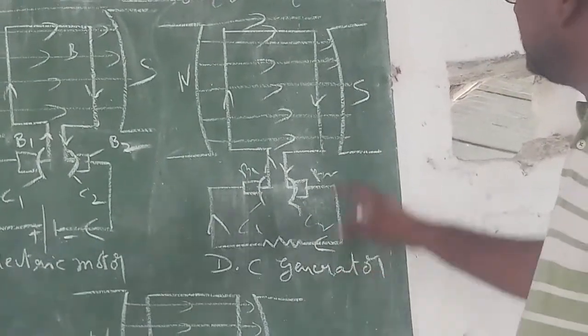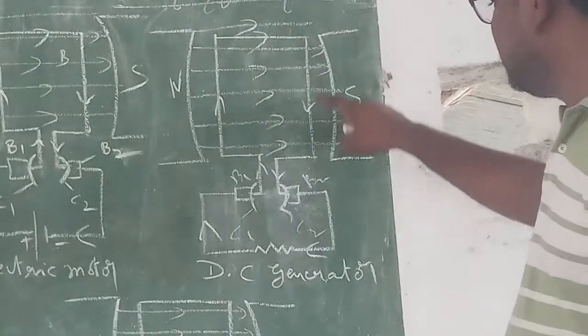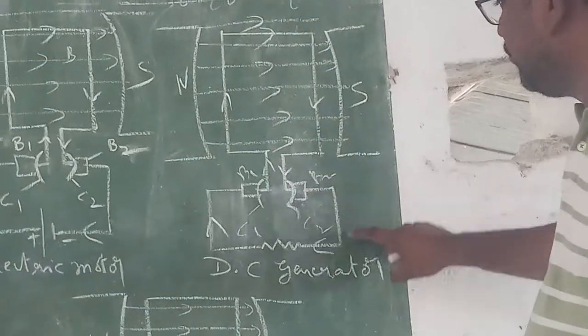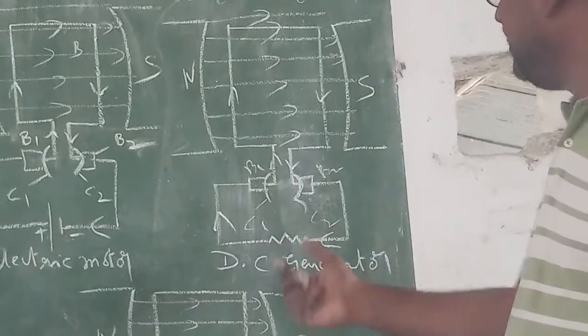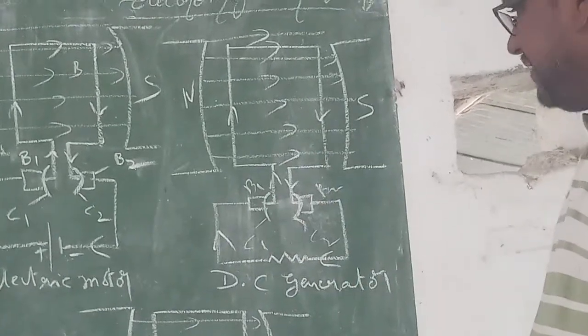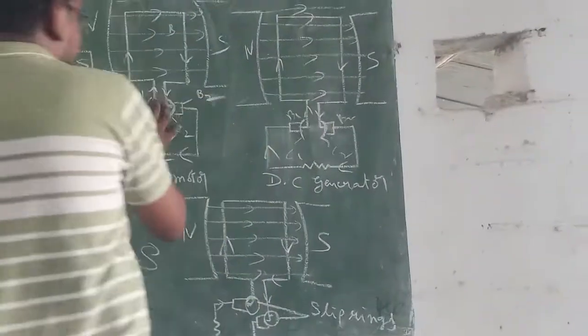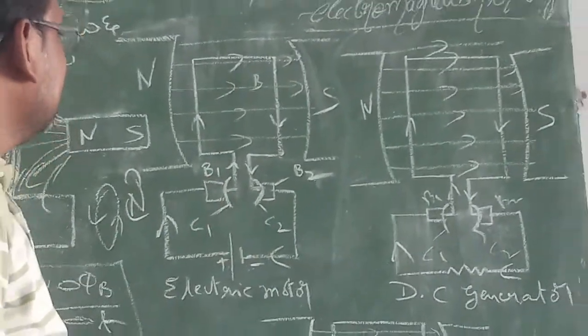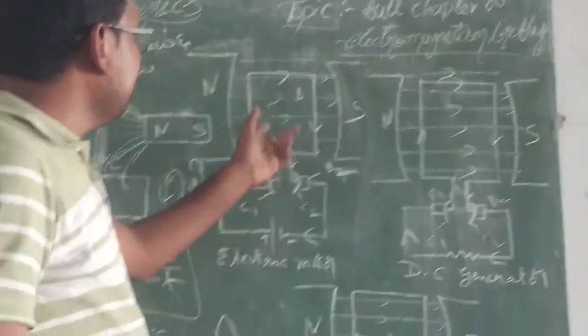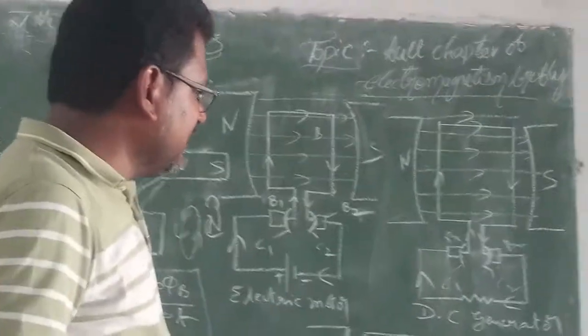Okay, and here the current is flowing in this direction, from B2 to B1. So here there are the consumers. Okay, so this is a DC generator. See here, in the case of an electric motor, we give the electric energy, and by rotating the coil, it converts electric energy into mechanical energy.